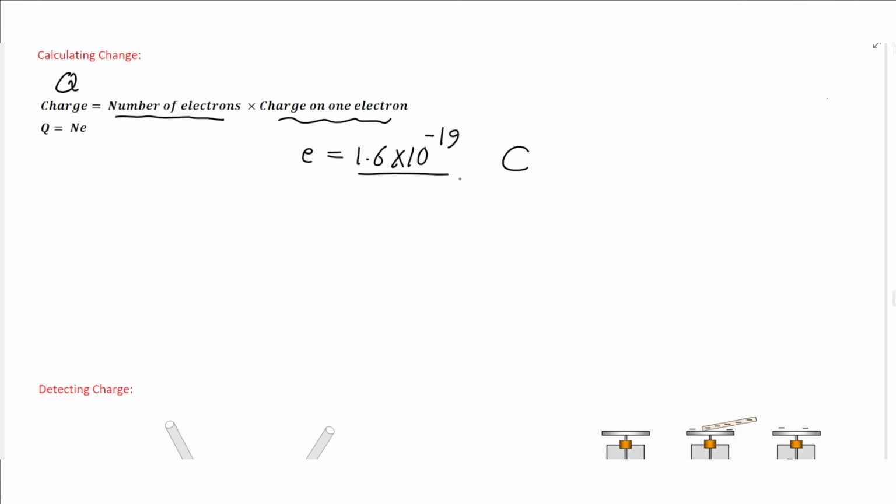It will be given in the question, or you are required to calculate it, but in this case, you must be given the charge and the number of electrons. Or you can be given the total charge and the charge of 1 electron, and the number is required, so N will be equal to Q over E. And N has no units, Q and E have the same unit, which is coulombs.